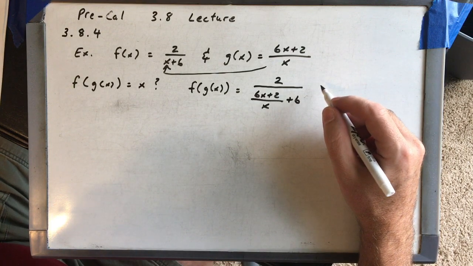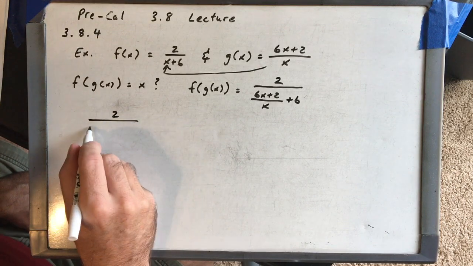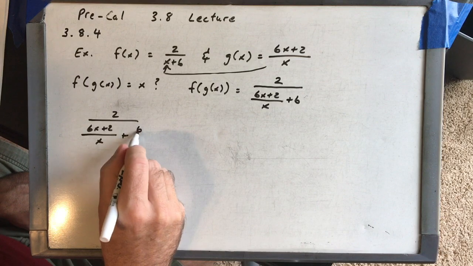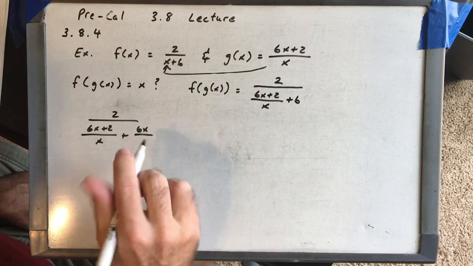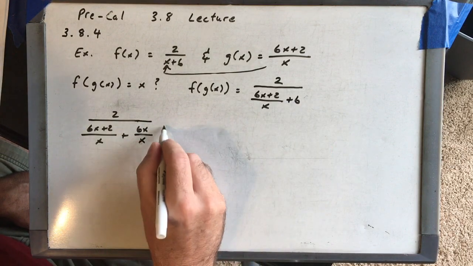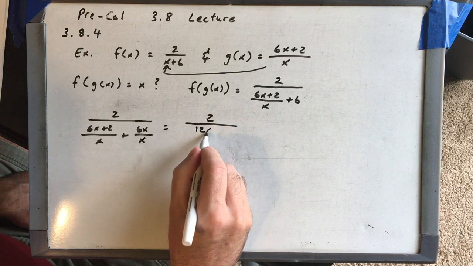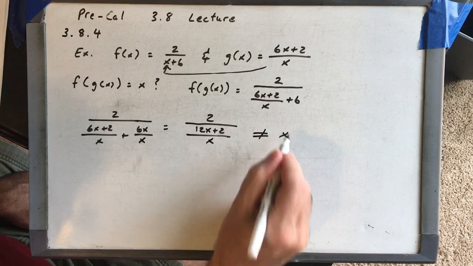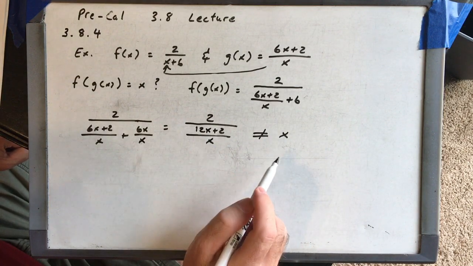Okay. So let's see. That's going to be 2 over [(6x plus 2) over x plus 6x over x]. I just got a common denominator, multiplying that by x over x. That's going to be 2 over (12x plus 2) over x. And that does not equal x. You can monkey with that all you want, but it's not going to reduce down to x.